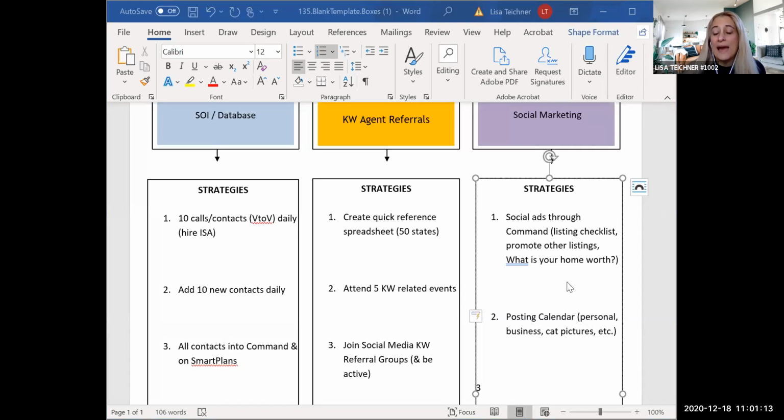So a posting schedule or a posting calendar in addition to your ad schedule or ad calendar is good because you're active. It's a social platform, so you want to build relationships with people.